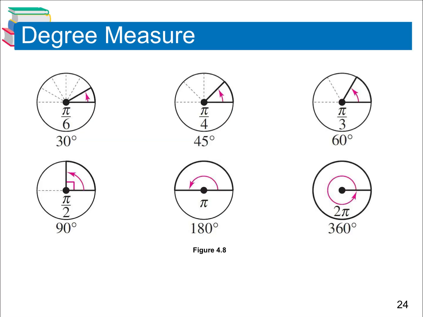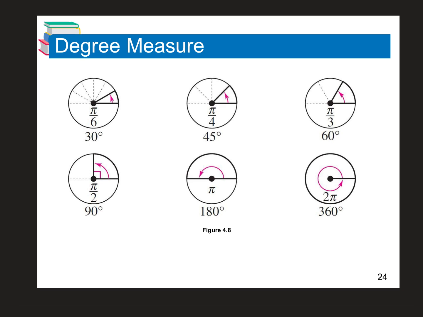Let me show you what I mean. This is a good thing to memorize. If you don't, it's not that big of a deal, but 30 degrees is the same as pi over 6, 45 is pi over 4, 60 is pi over 3, 90 is pi over 2, 180 is pi, and one whole circle is 2 pi.